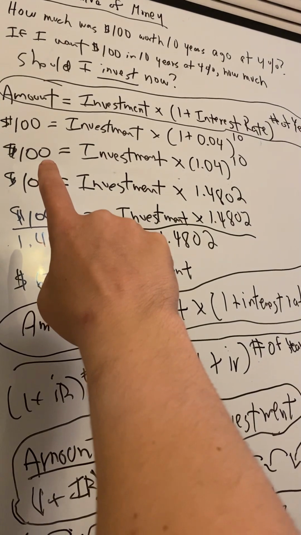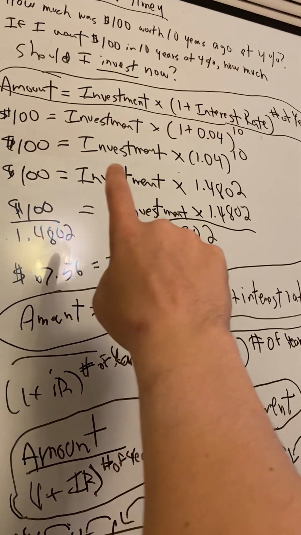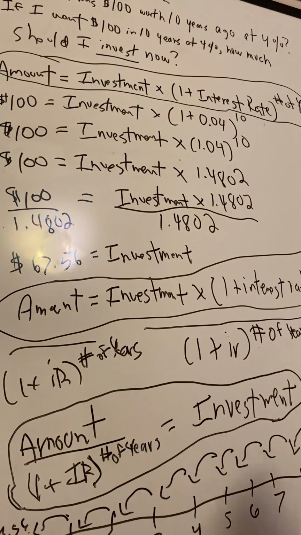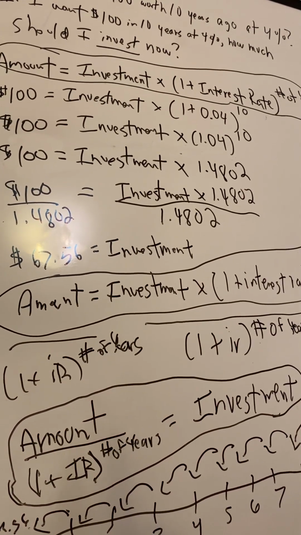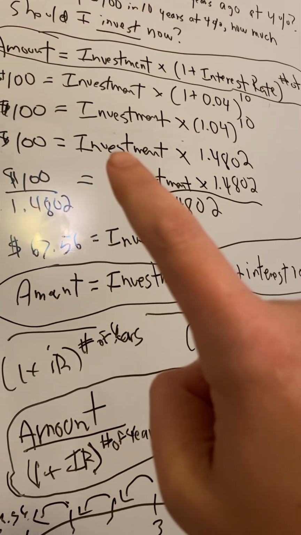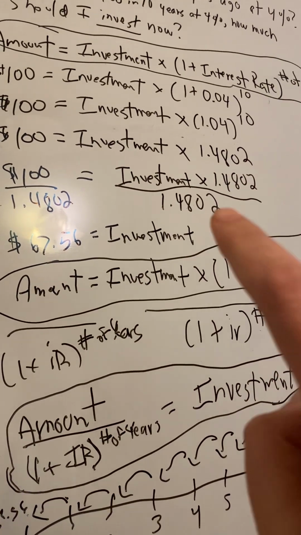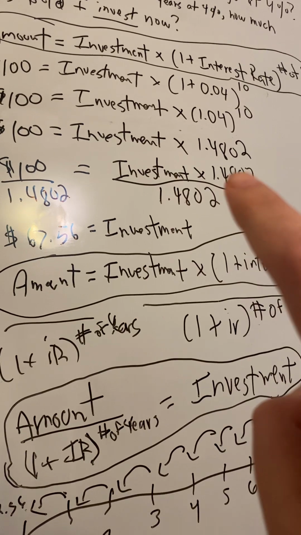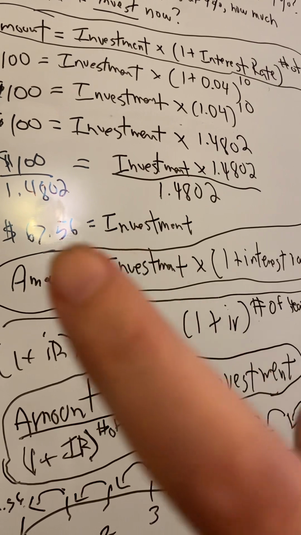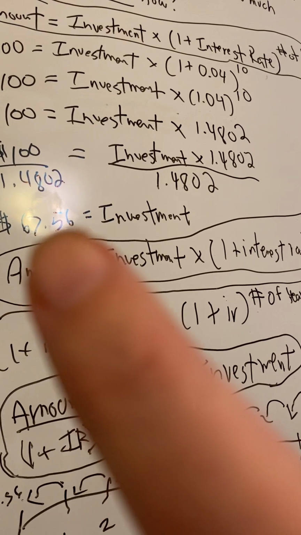So now we're just going to simplify the equation using our order of operations. 100 equals investment times 1.04 to the 10th. We do the 1.04 to the 10th, and we get 1.4802. So we have $100 equals investment times 1.4802. So now, to solve for the investment, we divide both sides of the equation by 1.4802. And we get our investment is equal to $67.56.